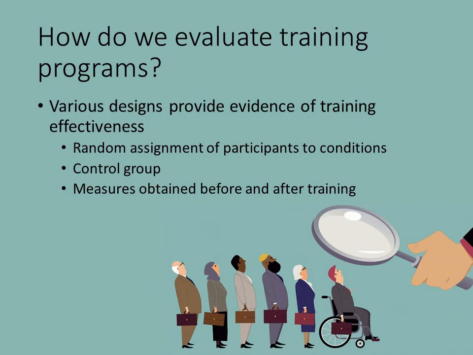Now we're going to explore 6 different training evaluation designs that we can use to evaluate training effectiveness. We will start with the most simple design and work our way up to the most complicated designs. The best designs have 3 things in common. The participants are randomly assigned to 2 conditions, the training condition or the control condition. The best designs also collect data both before and after training.